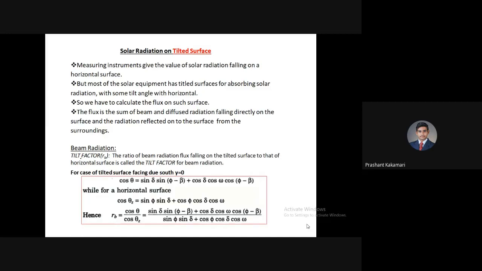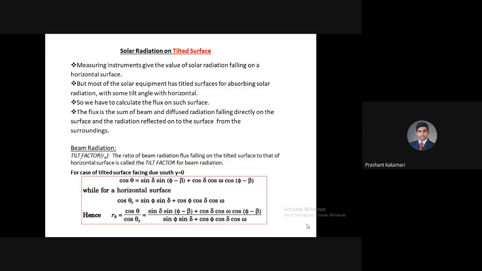The point is clear. So for the tilted surface, if you focus on the beam radiation, all of you know the beam radiation, reflection, diffuse radiation, everything. I'll just go through the ratios and the equations. Here one can define the tilt factor. That is nothing but the beam radiation flux, per unit area, falling on a tilted surface to that of the horizontal surface. The flux falling on the tilted surface is less than on the horizontal surface if the sun is at the zenith. But if the sun is at some angle with respect to the normal to the horizontal, then if you tilt the surface towards the sun, it will absorb the maximum. That's why the earth is tilted towards the sun. Whenever the flat plate collector or PV cells are kept facing the sun, maximum radiation will be received by the tilted surface if the sun is at some angle.